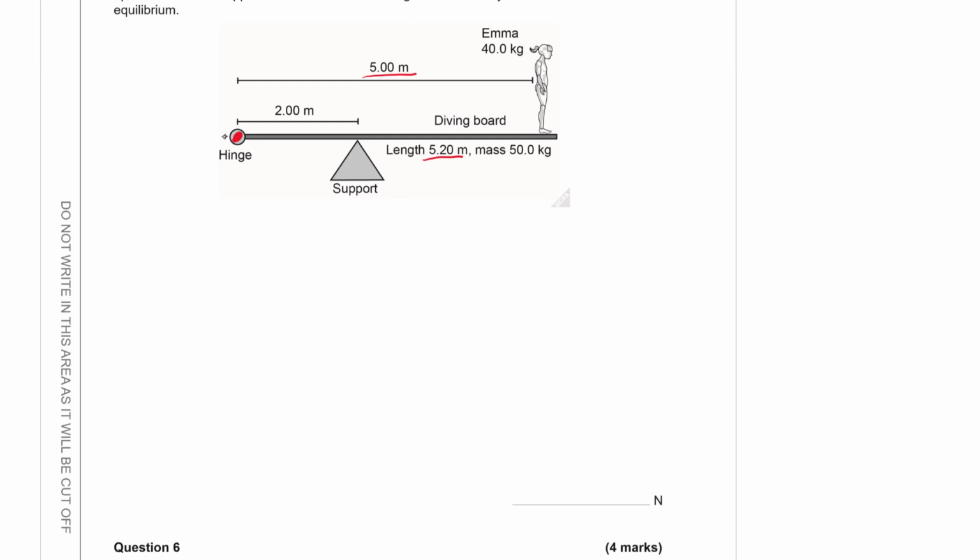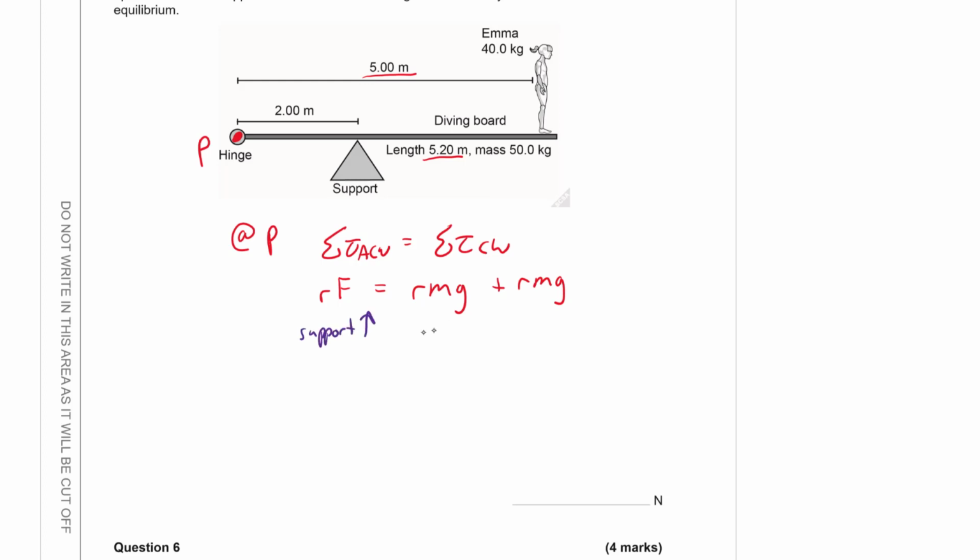So if we take this hinge as the pivot point, everything's at right angles, so it makes it a bit easier. So at P, you have the sum of the anti-clockwise torques is equal to the sum of the clockwise torques. So you have RF from the support, it has to be balanced by RMG of the board plus RMG of the diver. So just to help annotate that, this part here will be the support acting up, and RMG will be the board acting down, and this RMG will be the diver acting down.